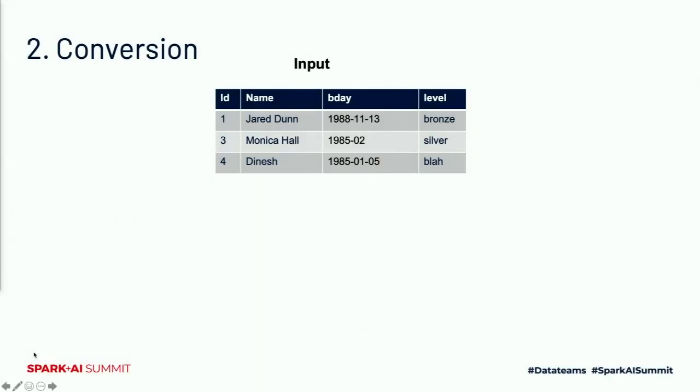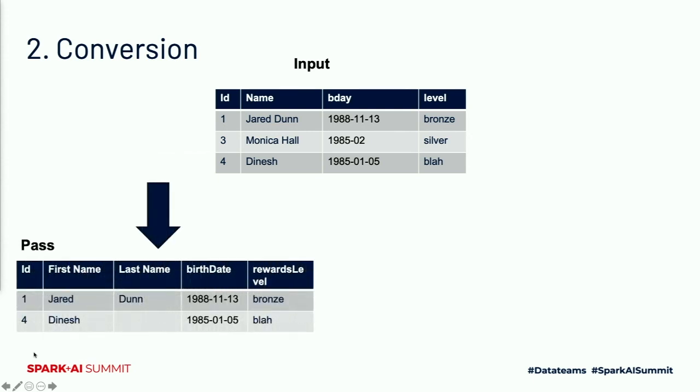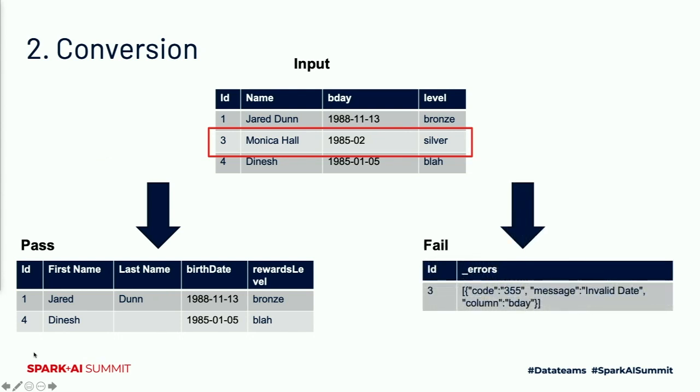That gets us to the second stage, conversion. The input to this is going to be the raw data frame. We want to translate that into the target data frame based on the target schema. So you can see that the name has now split out to first name, last name. The birthday has been mapped over to birth date. However, once again, not all the data has made it over. The second row with ID3 didn't make it over because it has an invalid date time string. We also need to record that in the error data frame as well.